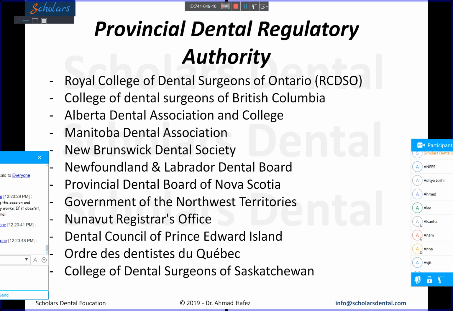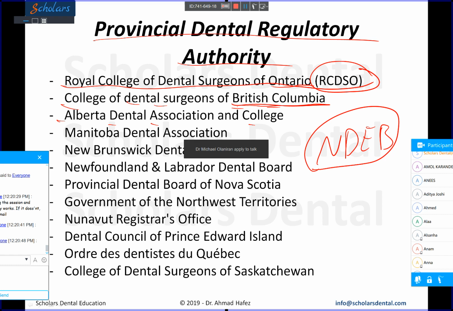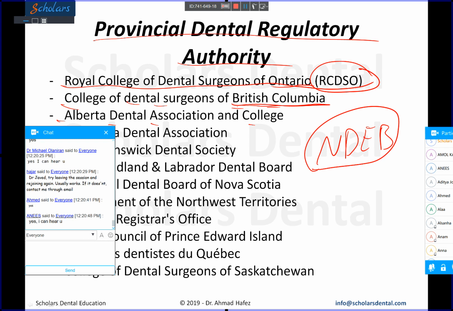Once you get your NDEB certificate, you can apply to the provincial dental regulatory authority. For example, if you are in Ontario, you're going to apply to the Royal College of Dental Surgeons of Ontario, the RCDSO. If you live in British Columbia, yours is called the College of Dental Surgeons of British Columbia, the CDSBC. If you're in Alberta, it's ADAC. Every province has its own regulatory authority. However, the NDEB is national. The NDEB is for the whole country. Cool. I hope that's clear so far.